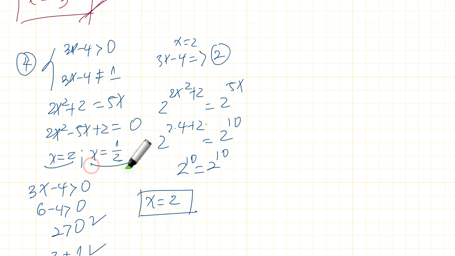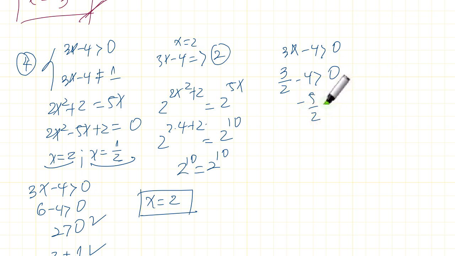Now let's check the other solution here. Like we have a half here, right? So 3x minus 4 greater than 0, is it going to be satisfied by this one here? We're going to have then 3 times a half, 3 halves minus 4 greater than 0. So we're going to have here minus 8 plus 3, which is negative 5 divided by 2, and this is not greater than 0. Okay, this is not greater than 0, so it doesn't work.